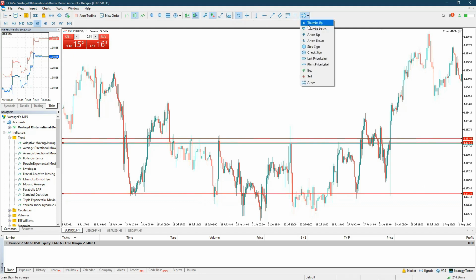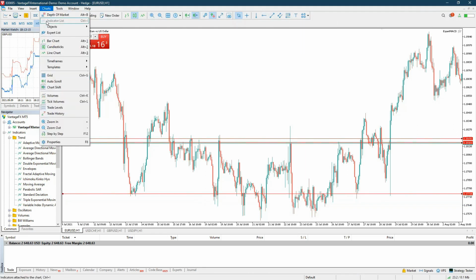So let me just draw a rectangle. I oftentimes prefer to use rectangles to draw the range.